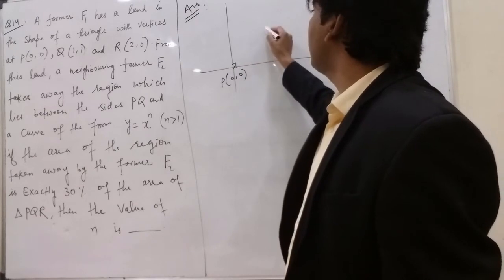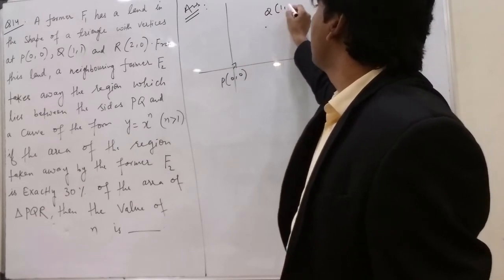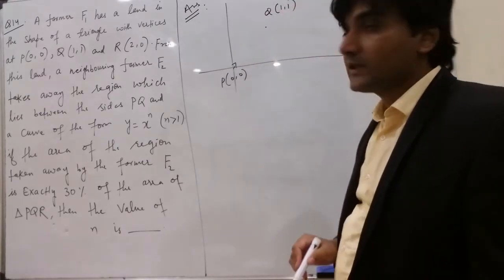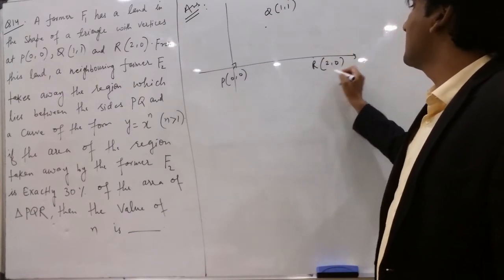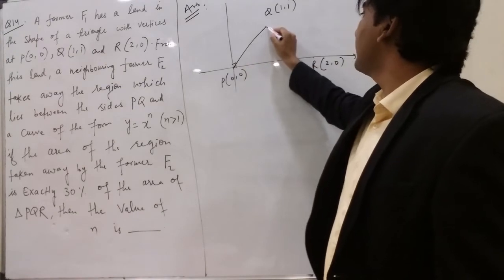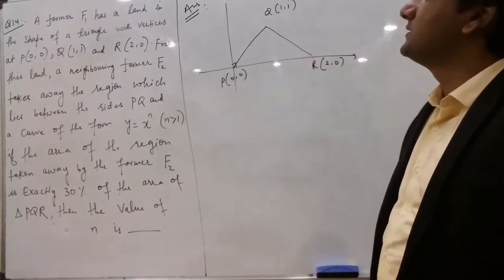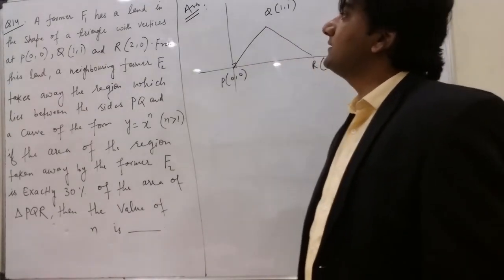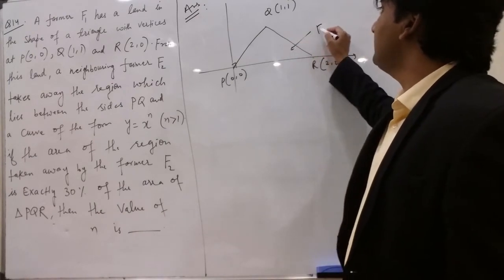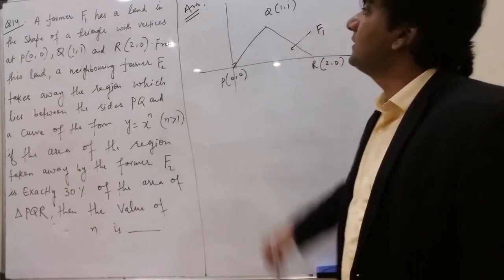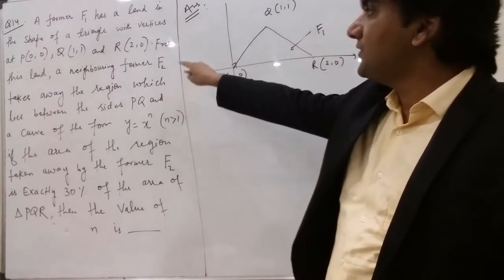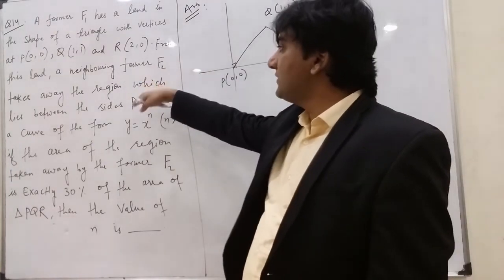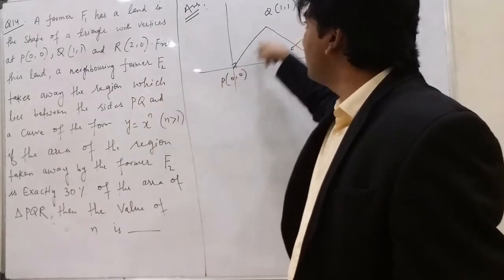Q is (1, 1). This is R, (2, 0). So this is a triangle. A farmer F1 has a land in the shape of the triangle. This is F1's land. From this land, a neighboring farmer F2 takes away the region which lies between the side PQ, this is P and Q, and the curve of the form y equals x raised to n.